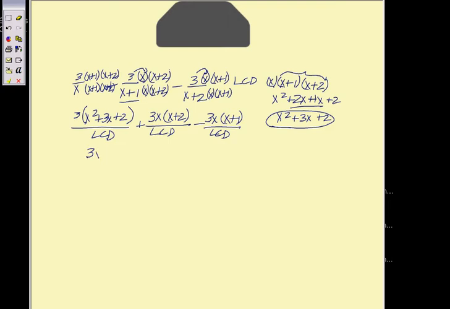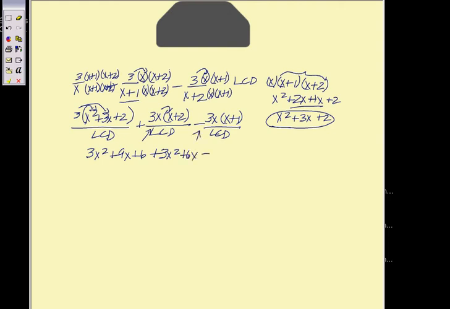So we're going to have 3x squared, because 3 times x squared right here, and then 3 times 3x is 9x, and then 3 times 2. Now we're moving on to this second term. We're going to have plus 3x times x is 3x squared. And 3x times 2 is plus 6x.